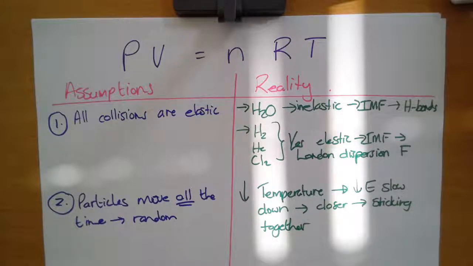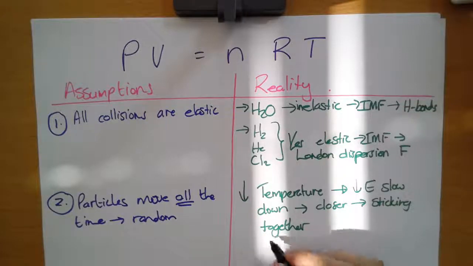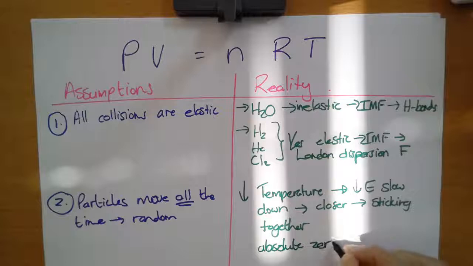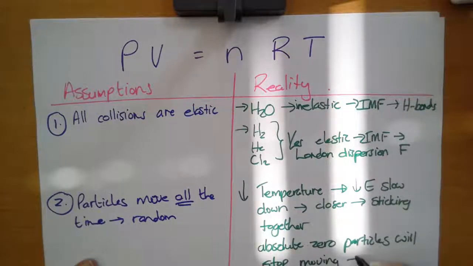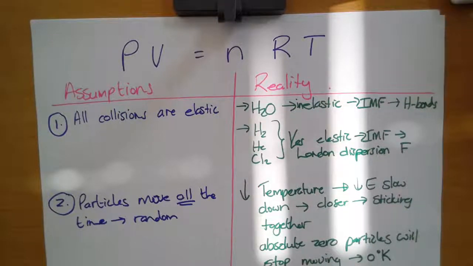When will the particles stop moving? Absolute zero. So at absolute zero, the particles will stop moving. So that means at 0 degrees Kelvin. Yeah, what's an example for the second? Like a real life example.